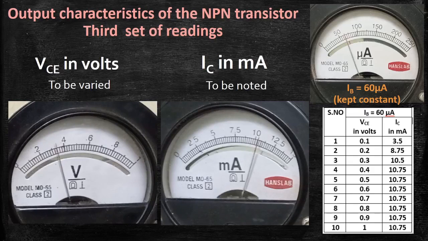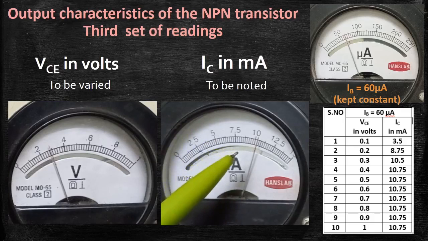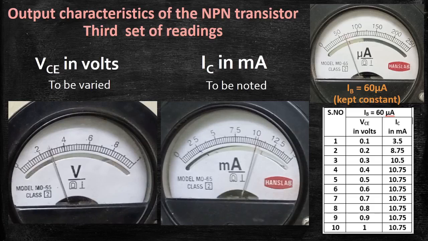It is kept at 0.3. Look at the value. Check the IB value often. Note down, there is a sudden increase. 10, 20, 30, 40, 42. 42nd division is coinciding. 42 into 0.25 is 10.5. Are you clear? Now I am going to increase the value of VCE from 0.3 to 0.4.